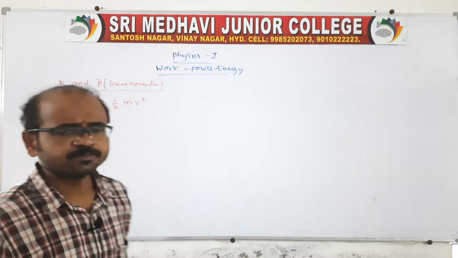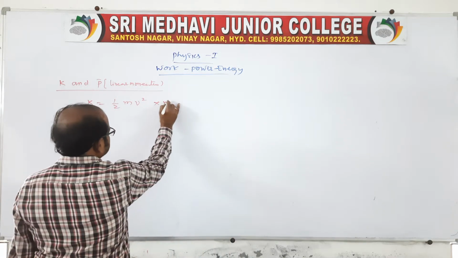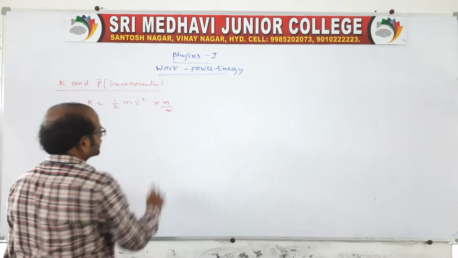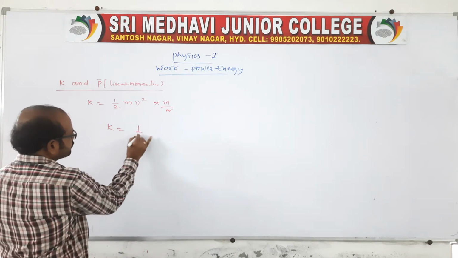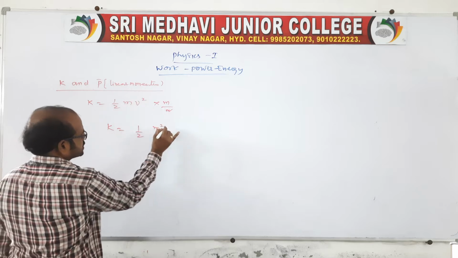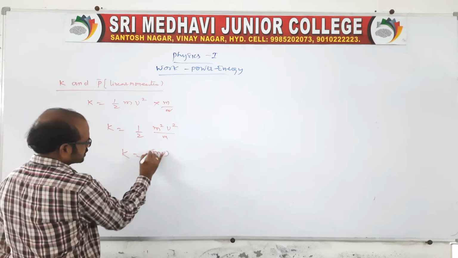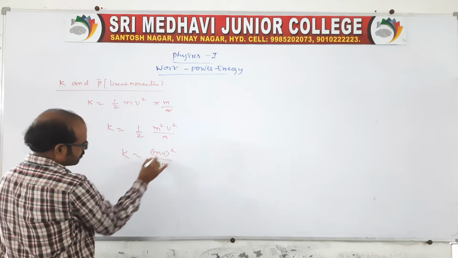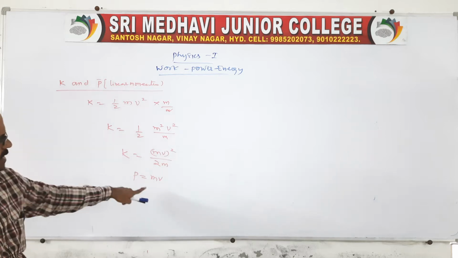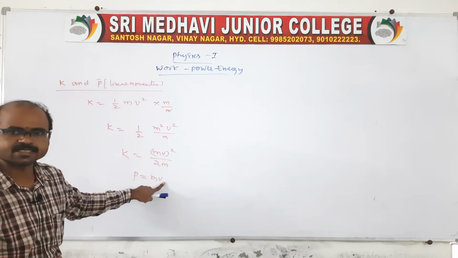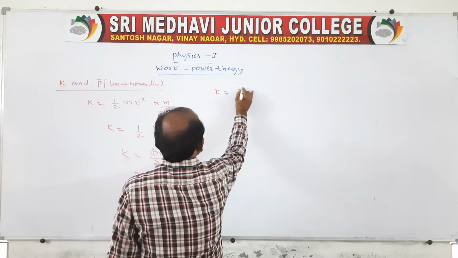Now this expression, you multiply and divide with m. Therefore, K is equal to half m into m becomes m square, v square by m. So K is equal to (mv) whole square by 2m. But p is equal to mv, no? Mass into velocity, the product of mass and velocity, is nothing but momentum. So kinetic energy is equal to p square by 2m.